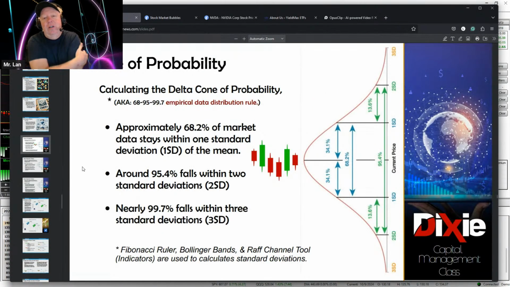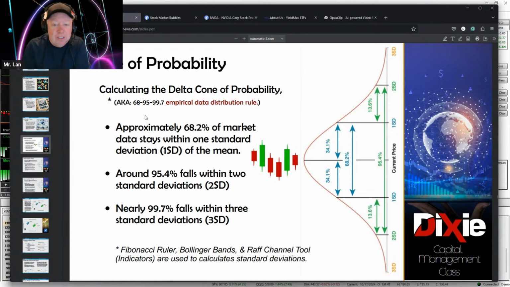So the market likes to go through this, what I call the delta cone of probability. And that's what we were just talking about, right? The real term for it is the empirical data distribution rule. I just renamed it delta cone of probability because it's easier to say. So if you want to do a little bit of extra research, go pull up your ChatGPT or go pull up Google and look into the 68, 95, 99.7 empirical data distribution rule, because that's what we're talking about. For me, I just call it the delta cone of probability. If you search delta cone of probability, you probably won't find anything because that's just my name for it.